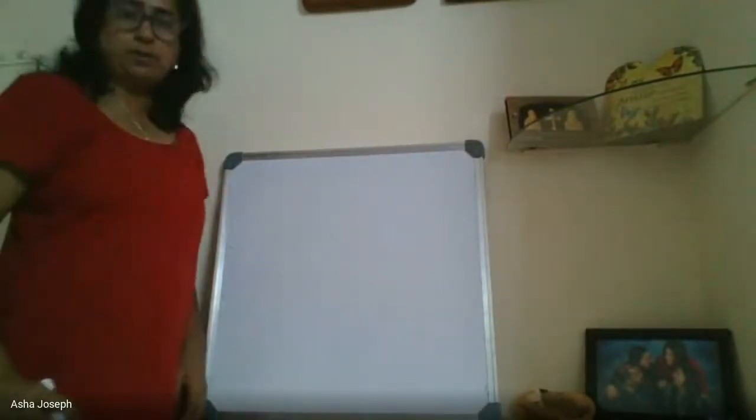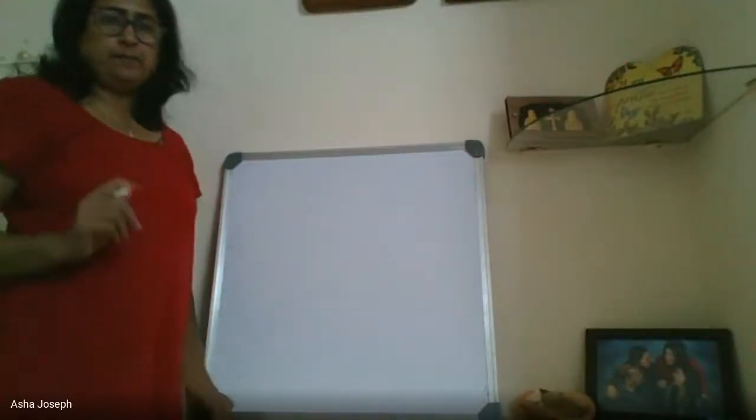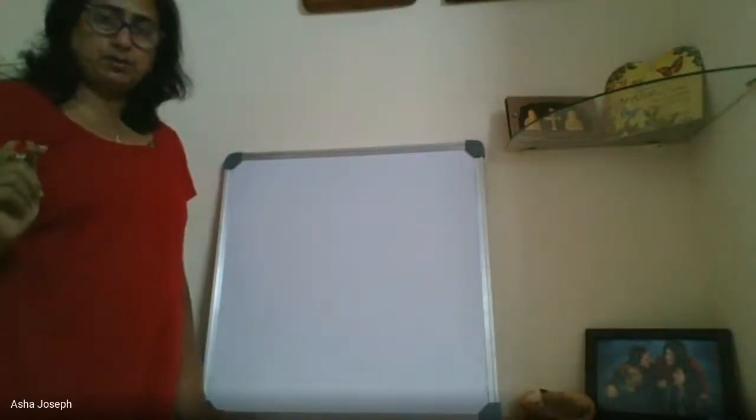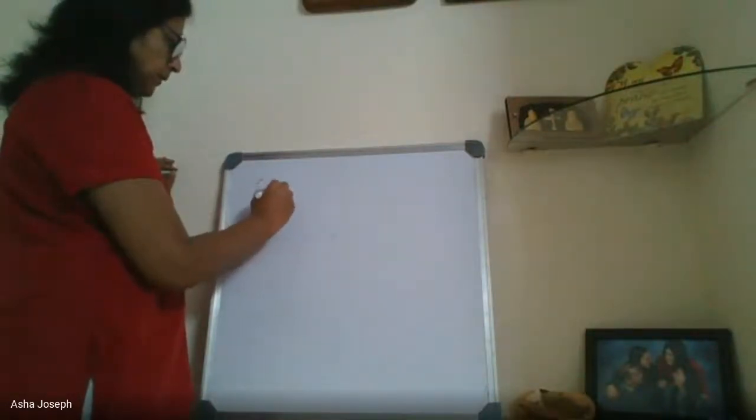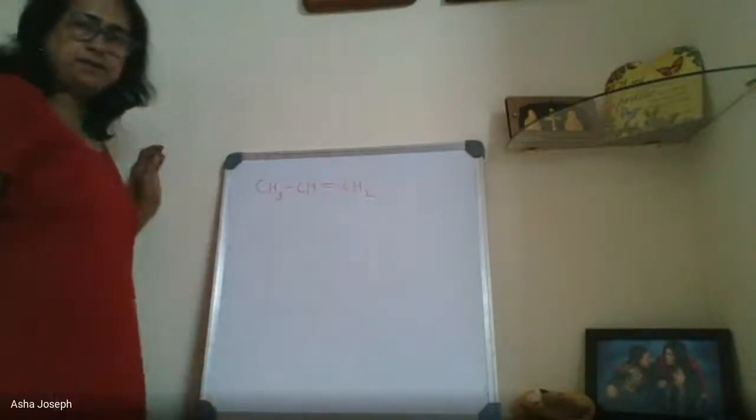So the first one is polypropene, because I told you the question will be, they will give the structure of the polymer and ask you to write the monomer. So polypropene. First, the easiest way is you write the monomer and write the polymer. So propene, polypropene, the monomer is propene, isn't it?